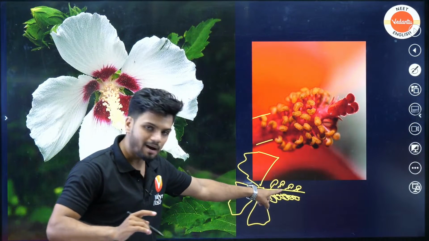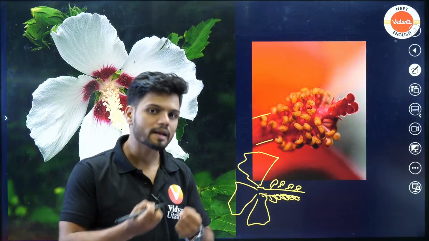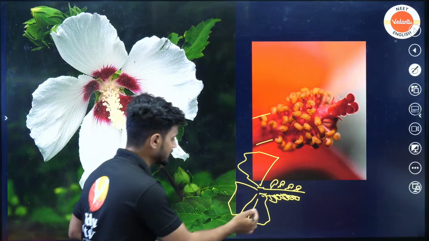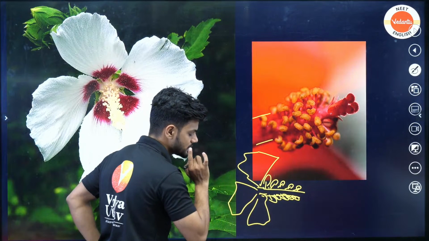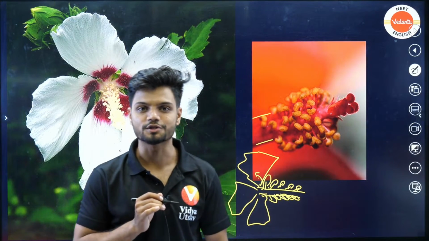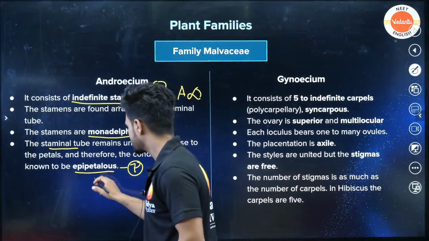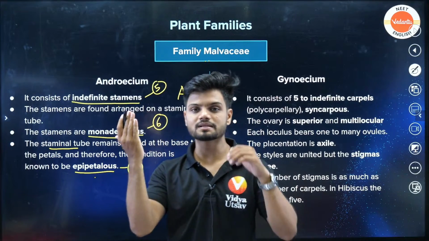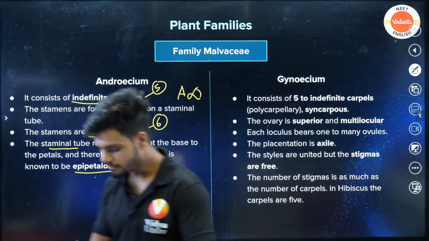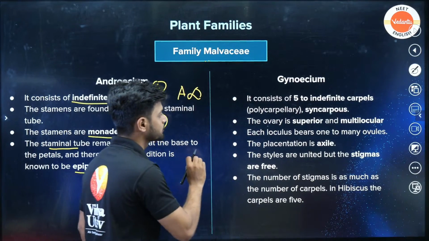Now technically tell me, the staminal tube is part of your stamen. Yes, the staminal tube is part of your stamen. When the staminal tube is directly attached to the petal, that is called your epipetalous condition. It is called what? Epipetalous condition. Clear? What is epipetalous condition? Where stamens are attached to your petals. Easy. Done. 7th point, done.